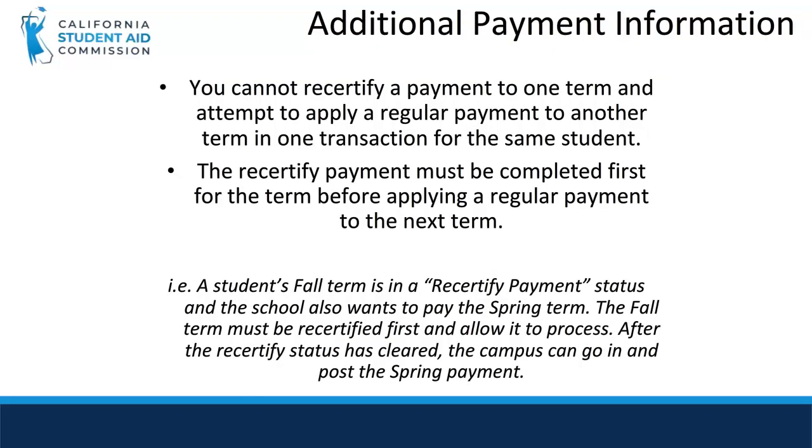You cannot recertify a payment to one term and attempt to apply a regular payment to another term in one transaction for the same student. The recertified payment must be completed first for the term before applying a regular payment to the next term. As an example, a student's fall term is in a recertified payment status, and the school also wants to pay the spring term. The fall term must be recertified first and allowed to process. After the recertified status has cleared, the campus can go in and post the spring payment.